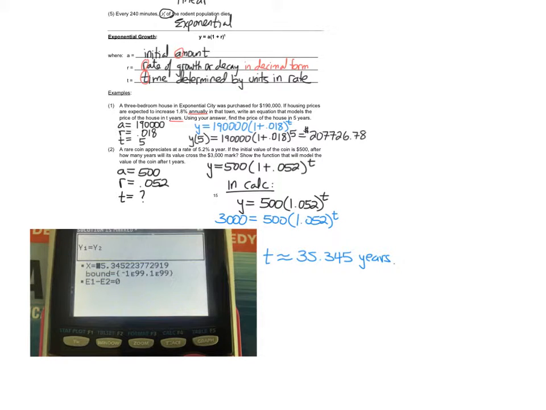All right, the second technique is the intersection function. If you like this method, you may not have to do it the other way. Just bear in mind, there are some questions that require you to graph exponential functions anyway. So if that's the case, you might end up having to do this.